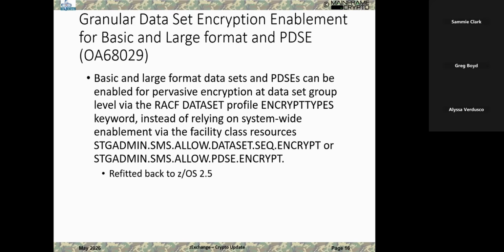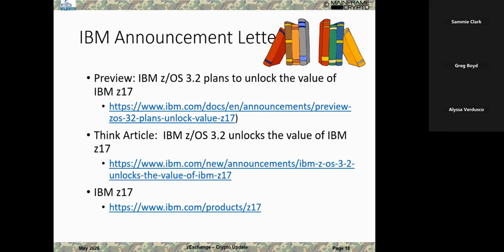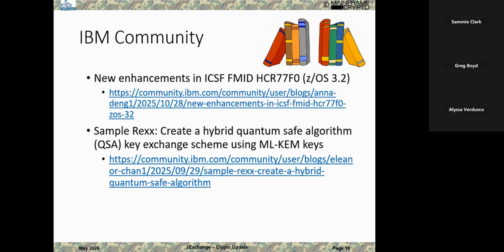So I think that's everything that I had. In the handouts, there's some references to all of the ICSF manuals. The systems programmer's guide covers the ICSF options. The application programmer's guide covers the changes to the APIs to support ML-KEM and ML-DSA. The announcement letters, the preview announcement, as well as the z/OS 3.2 announcement itself. And I've also got a reference to the z17 announcement in there as well.